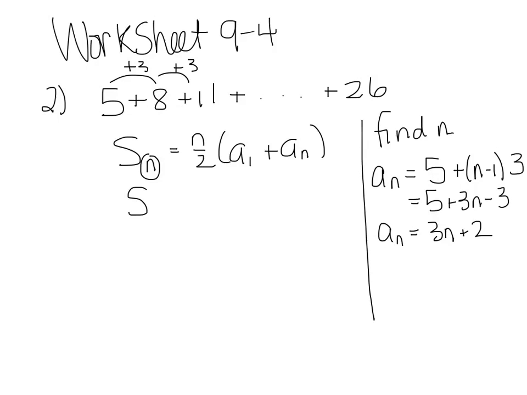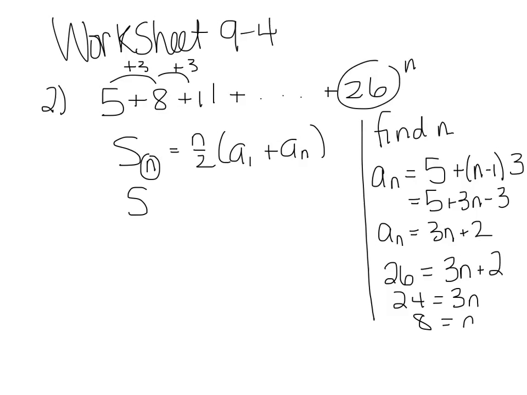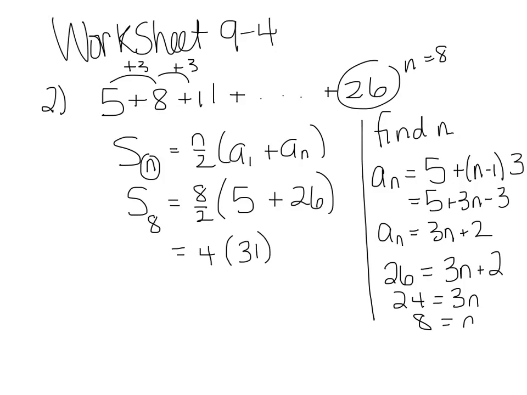So what happens when an is 26? If 26 is an, then n can be solved for. 24 is 3n, n is equal to 8. So for here, n is equal to 8. So I got the sum of the first 8 terms is equal to 8 over 2. The first term was 5. The last term, a8, is 26. And it's a simple matter of calculating this now. 4 times 31, 124 is the sum of the first 8 terms of that sequence.